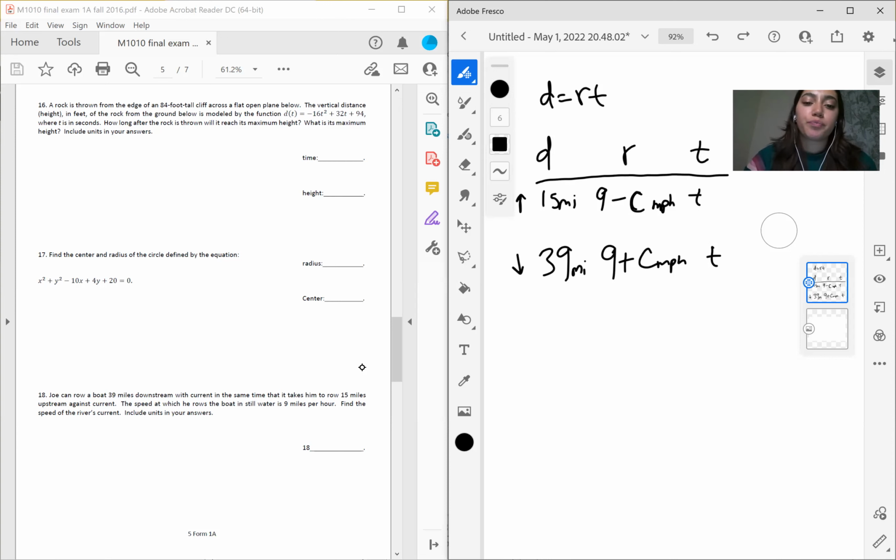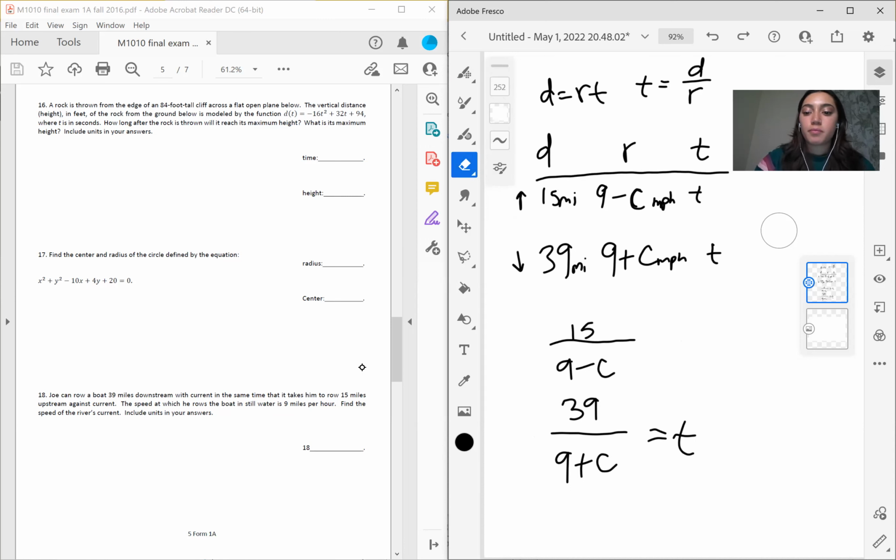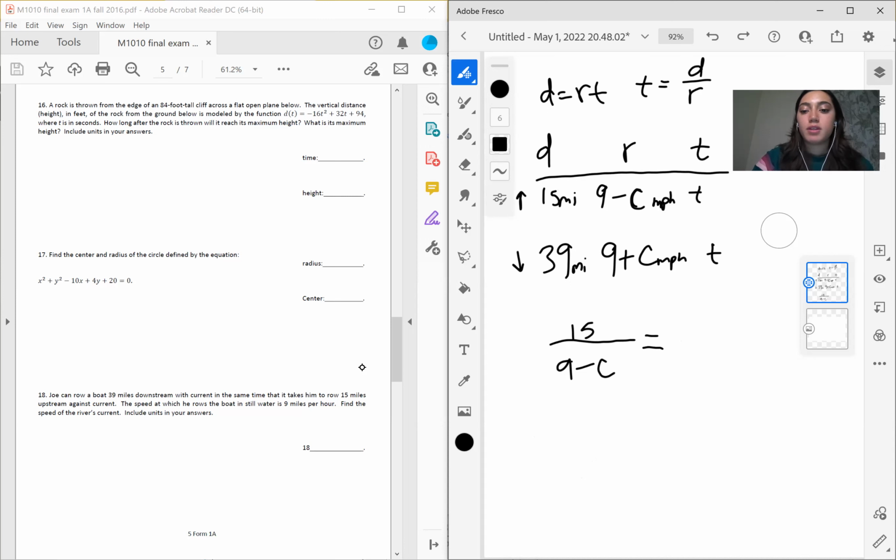But we want to write this equation to where t is isolated, because that is the unknown. So in order to get t, we divide by r. Okay, so that would be 15 divided by 9 minus c equals t. And then on the bottom, 39 divided by 9 plus c equals t. Now, if both of these equal t, that means that they equal each other. So I'm going to rewrite this as 15 over 9 minus c equals 39 over 9 plus c.